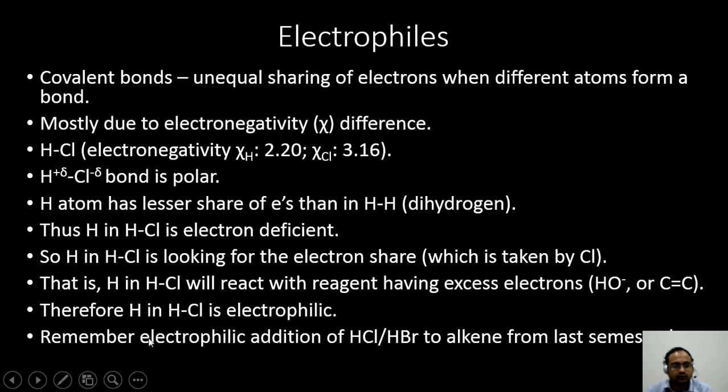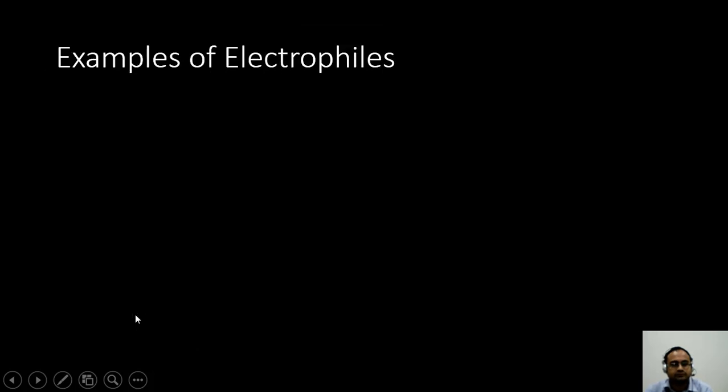You must remember from last semester that we studied electrophilic addition of HCl or HBr to alkenes, and this addition is called electrophilic because hydrogen is adding as an electrophile. Now let us see some examples of electrophiles.